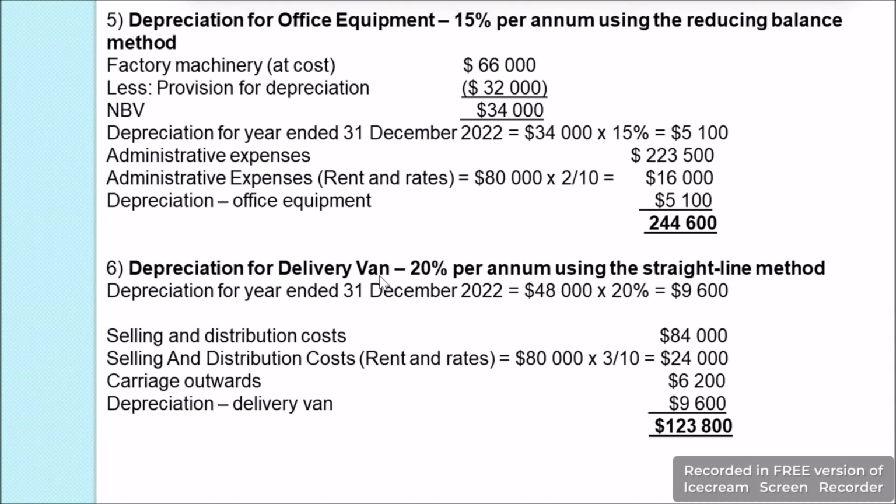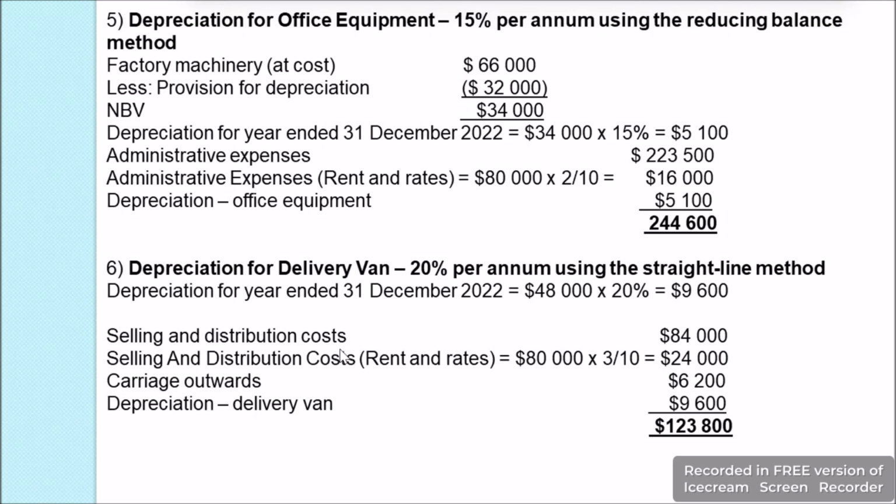Then we will go for the total selling and distribution cost, and for this we will start with the depreciation for delivery van, which was 20% per annum using straight line method. For straight line method, we will apply the depreciation directly to the cost of the delivery van, not to the net book value. Net book value is only for the reducing balance method. So 48,000 was the cost, times 20%, will get the depreciation as $9,600.